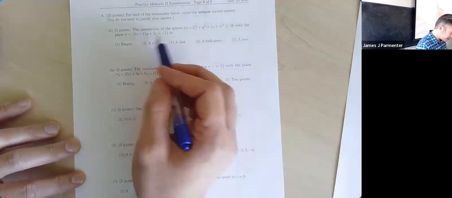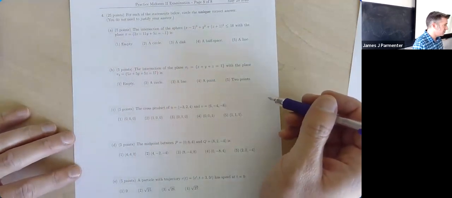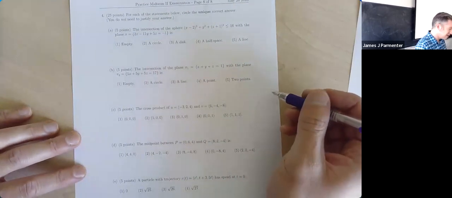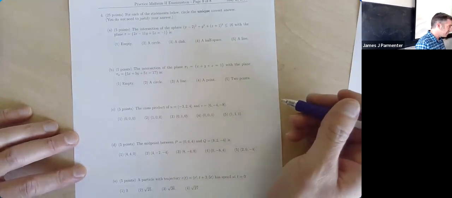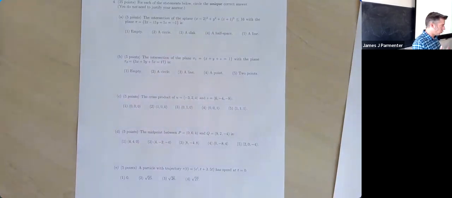I should say with this plane. So the thing is, it could be 3 different possible things. It could be a point if the plane is tangent to the sphere. It could be a circle if it normally cuts the sphere, or it could be empty if they don't actually intersect each other. So how do we know?